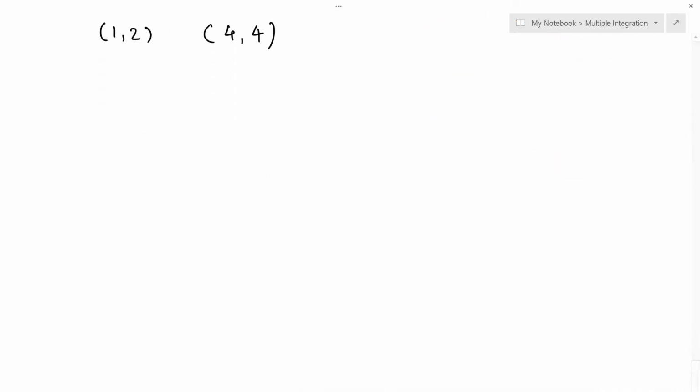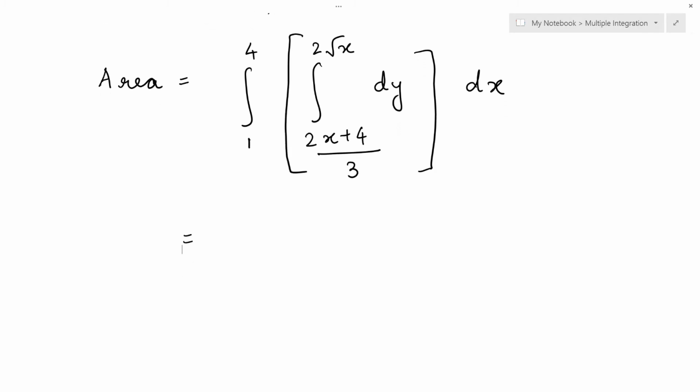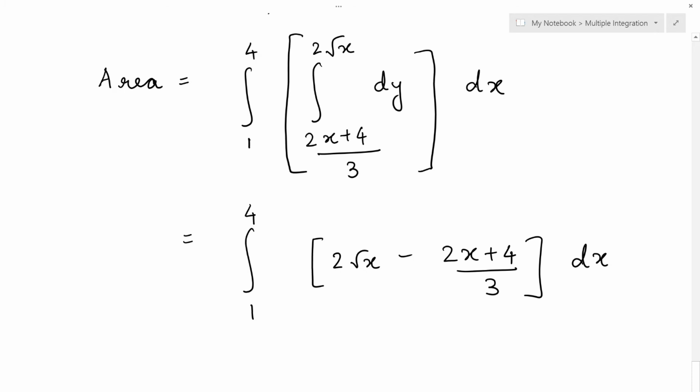Okay, so let's write the formula. The area is given by outer limits 1 to 4, inner limits 2x plus 4 by 3 and 2 root x, dy dx. First you will integrate with respect to y and then with respect to x, because we have taken the strip parallel to the y axis. If we take a strip parallel to the x axis, you will integrate with respect to x first and then y. So this is nothing but 2 root x minus 2x plus 4 by 3. A simple integration now. So let's integrate this.